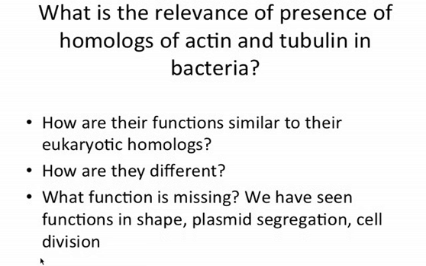So when you're thinking about this, I want you to think about how the functions of these different proteins are similar or different from their eukaryotic homologs. And there's one function that is missing, right? So we've talked about the different functions of actin and tubulin and intermediate filaments, right? We've talked about functions in shape. We've talked about functions in plasmid segregation or chromosome segregation, right? In cell division. What's one function that we learned about with the eukaryotic homologs that we have not yet seen in bacteria?